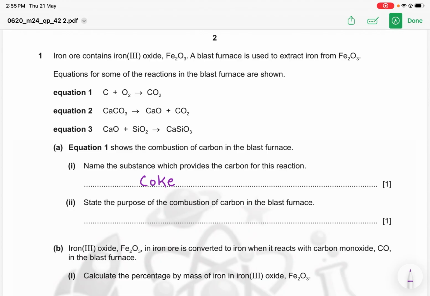State the purpose of combustion of carbon in the blast furnace. So we need to heat the blast furnace, and when carbon reacts with oxygen, it's an exothermic reaction, so that releases heat in the blast furnace, hence to provide heat, to heat up the blast furnace.